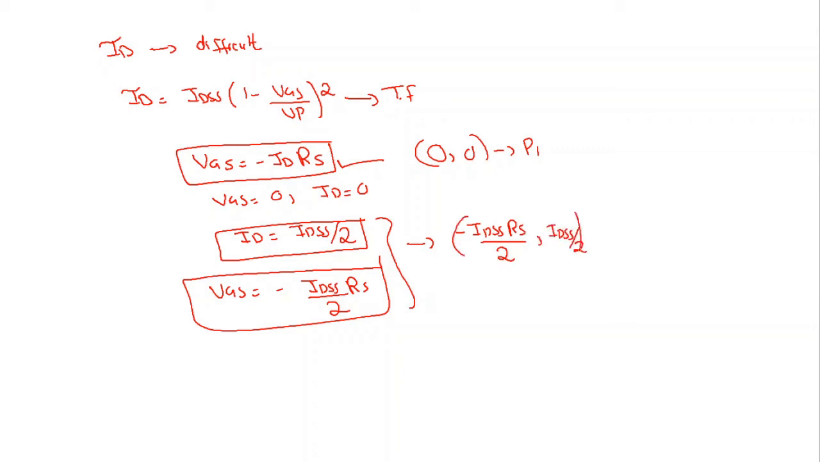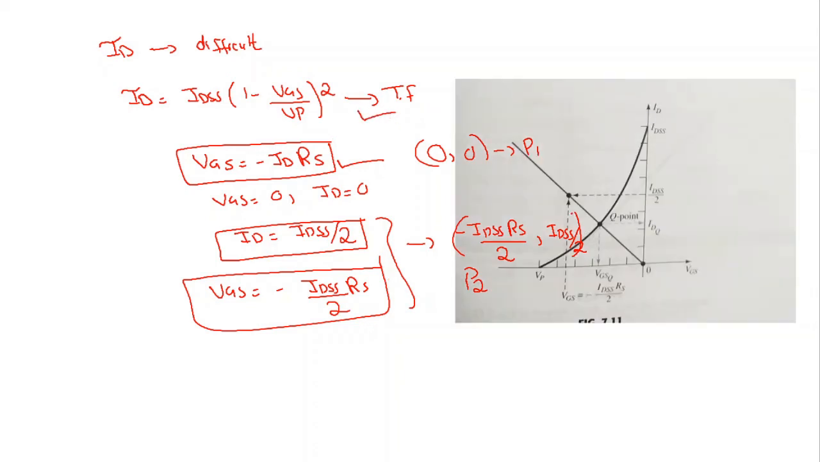So I am going to simply join these P1 and P2, and draw a straight line, and that straight line is going to be superimposed on this transfer characteristic curve. As you can see over here, this is my transfer characteristic curve, and this is my straight line that has been superimposed. This straight line has been drawn using these 2 points.